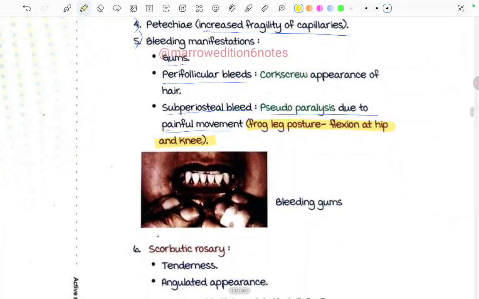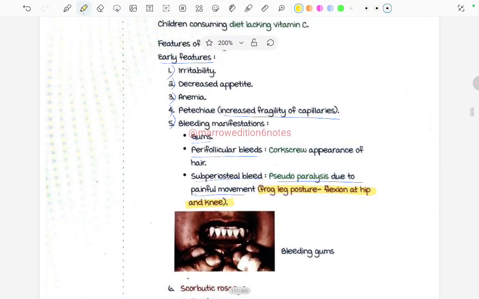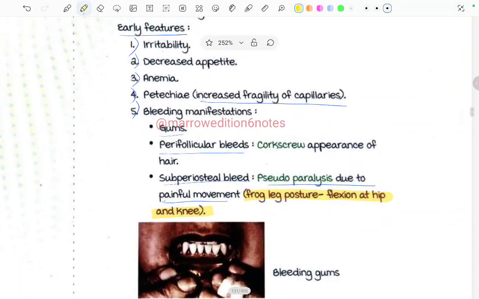This is the image of bleeding gums. So these are the features that we saw, early features. What are they? Irritability, decreased appetite, anemia, petechiae, bleeding manifestation like the gums, perifollicular bleeds, subperiosteal bleeds.